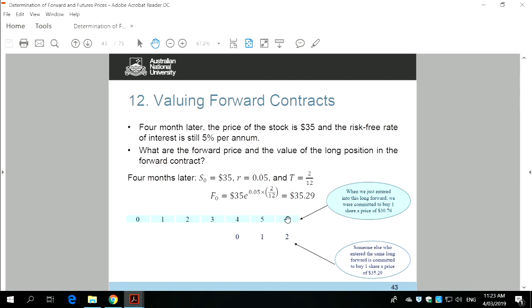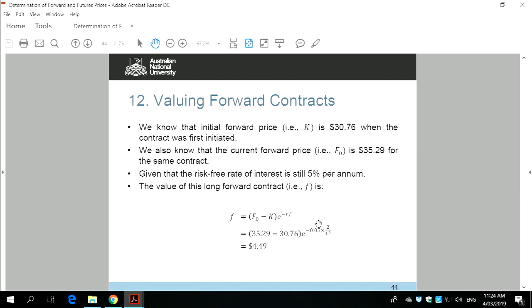Because that cash flow only happens at the maturity date, we have to discount back 2 months. We have to discount back to the present, right? Because the present is July, and that would only happen in September. So what is the value of my forward contract? Remember what I mentioned is that we are able to buy the stock at $30.76. So that represents the money going out.